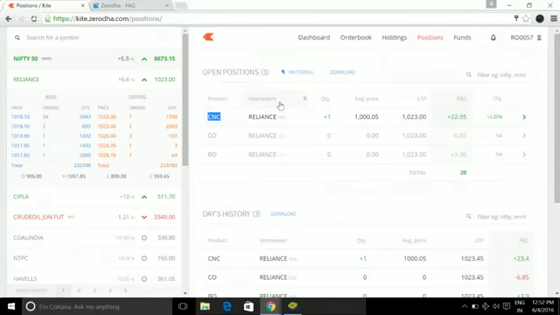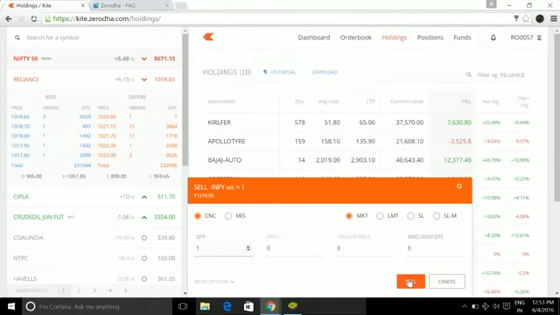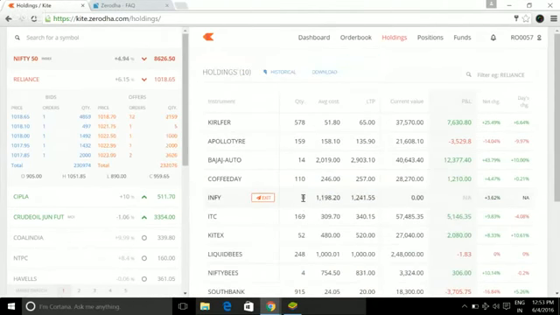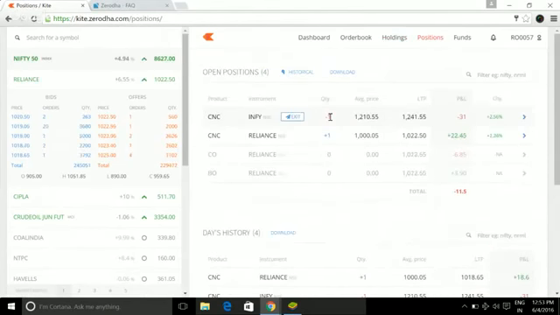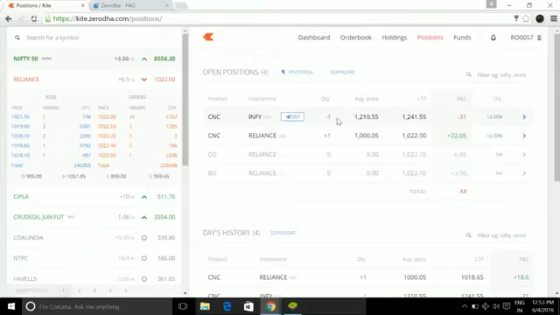Now another question that I'm usually asked is, for example, let me go to my holdings, and say I exit my Infosys holdings. So let me just sell this at market price. As soon as I sell at the market price, as you can see, my quantity became 0. Now if I come to positions though, you can see minus 1 quantity of CNC. Ideally, a lot of people say, if I've exited Infosys, why are you showing me this minus 1 quantity of Infosys in my positions page?